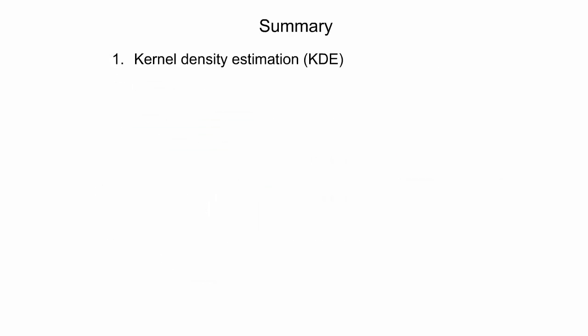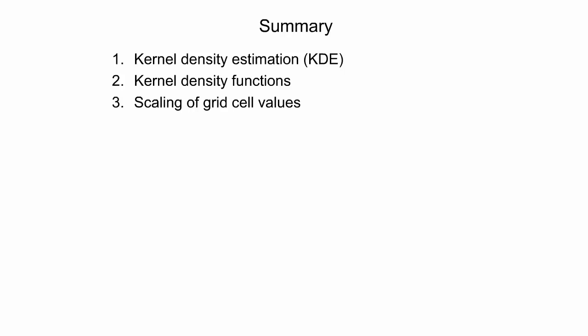This slide summarizes the presentation. It presented one of several commonly used methods of point cluster detection, namely kernel density estimation. It explained the different types of univariate kernel density functions and their role in kernel density estimation. Lastly, the presentation illustrated how to obtain different map units through scaling of grid cell values.